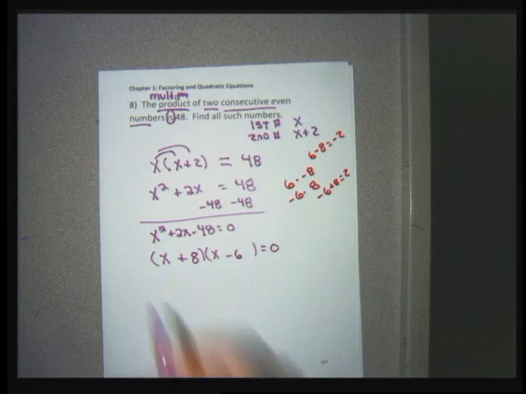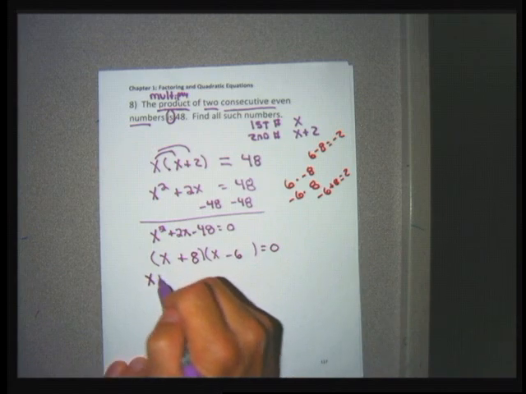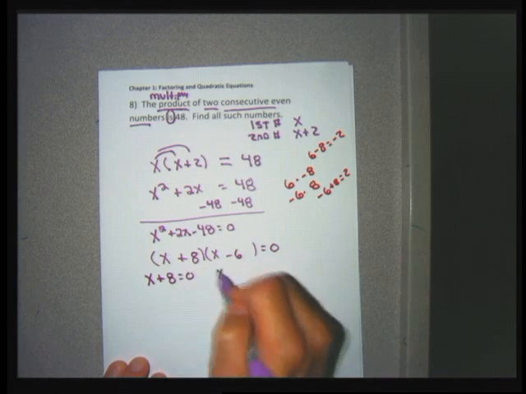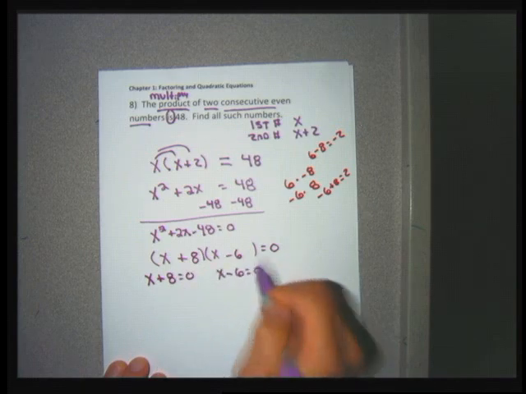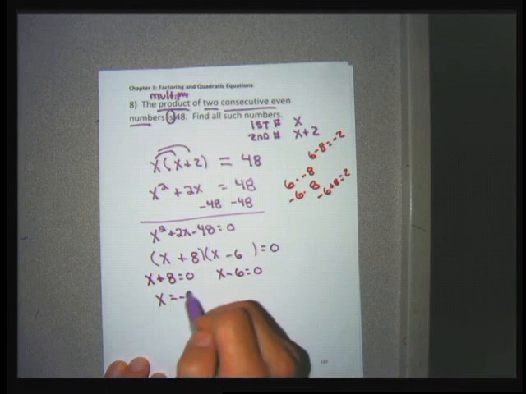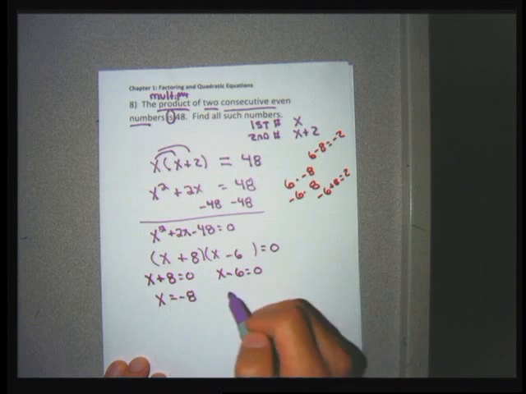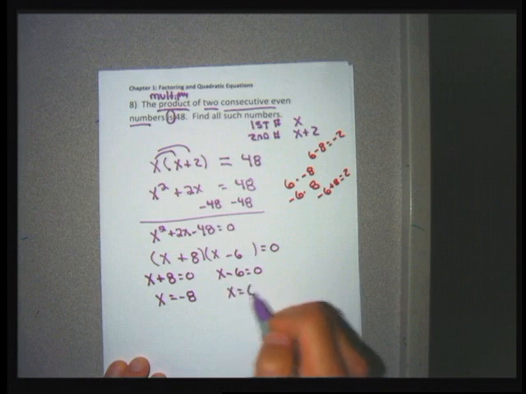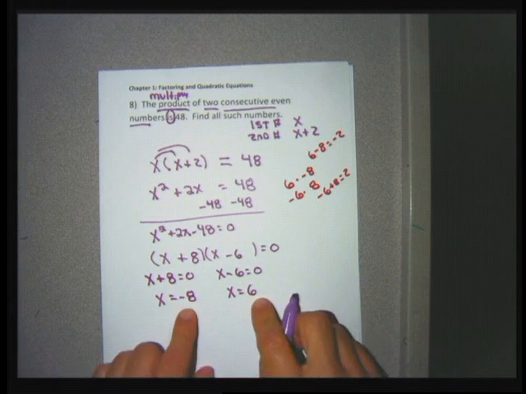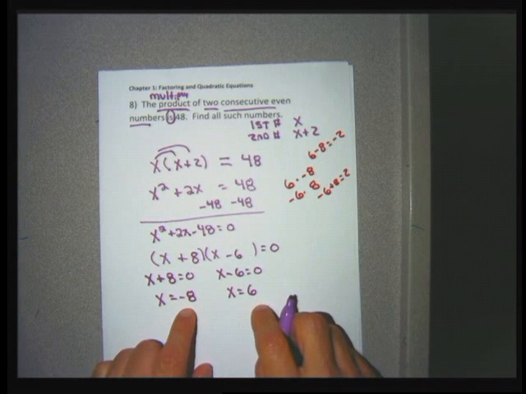Now that I have it factored, I'll set the insides of the parentheses equal to 0. I'm going to go x plus 8 equal to 0 and x minus 6 equal to 0. For the x plus 8, I'm going to subtract 8 from both sides and get x equal to negative 8. For the x minus 6, I'm going to add 6 to both sides and get x equal to 6. That's not good enough for an answer because negative 8 and 6 aren't next to each other on a number line when you delete the odd numbers.